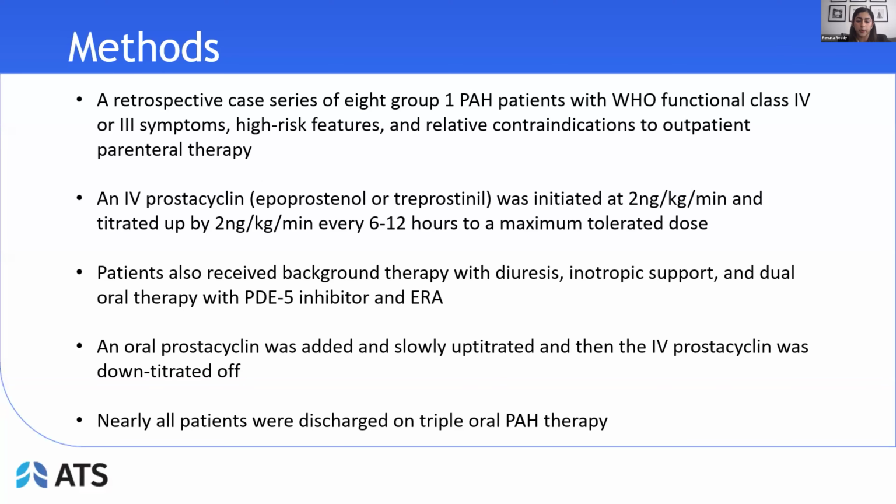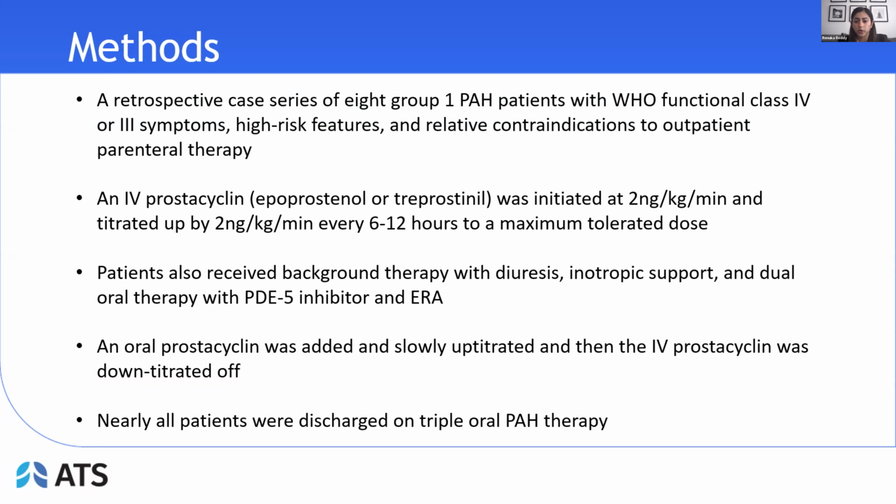So we present a retrospective case series of 8 Group 1 PAH patients with WHO functional class 4 or 3 symptoms. All of these patients had high-risk features and relative contraindications to outpatient parenteral therapy. An IV prostacyclin, either epoprostenol or treprostinil, was initiated at 2 nanograms per kilogram per minute, and then we up-titrated this by 2 nanograms per kilogram per minute every 6 to 12 hours. And this was to a maximum tolerated dose, which didn't exceed 20 nanograms per kilogram per minute.